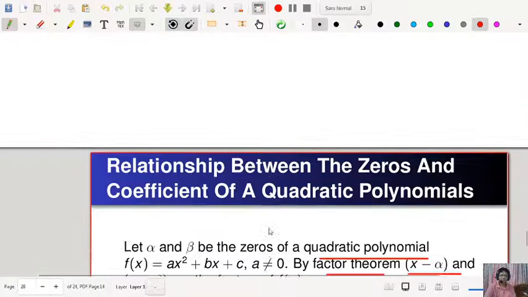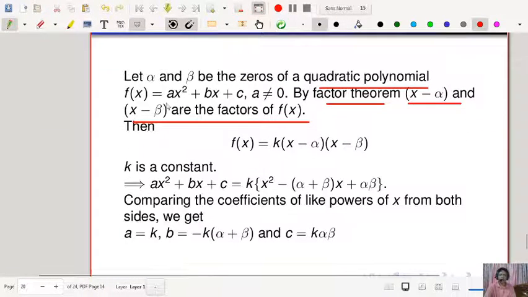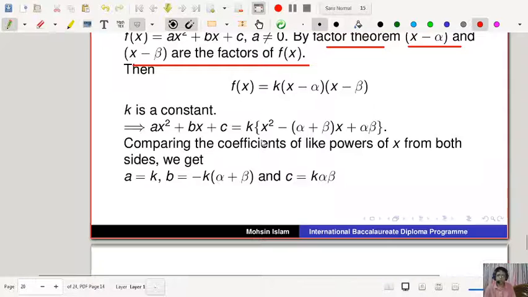So let alpha and beta be the zeros of a quadratic polynomial. By the factor theorem, x minus alpha and x minus beta are the factors of f(x). So we can write f(x) equal to k into x minus alpha into x minus beta, where k is some real constant, positive or negative maybe. Clear? f(x) can be written like this.